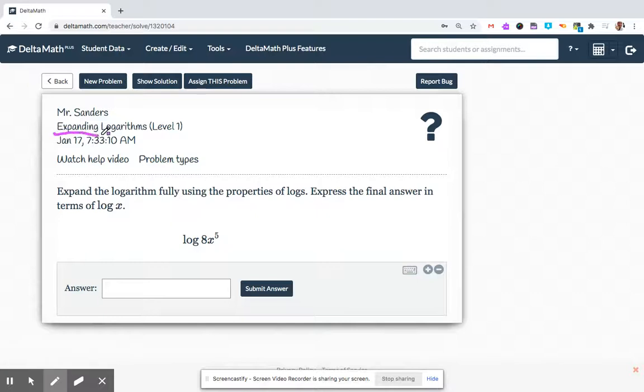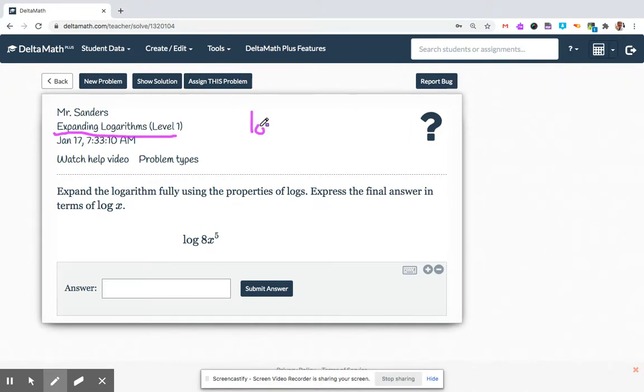All right, now we are expanding logarithms, so we'll just go ahead and do our best with what we have here and go from there. All right, so I see I have an 8 times an x to the 5th. So the first thing that we want to do is recognize that multiply can be broken down into addition. Remember, we want to compare our laws of exponents. Multiply breaks down into addition.